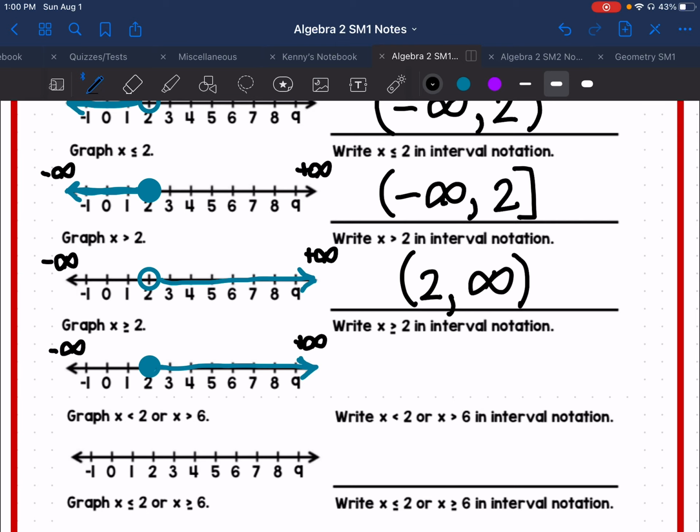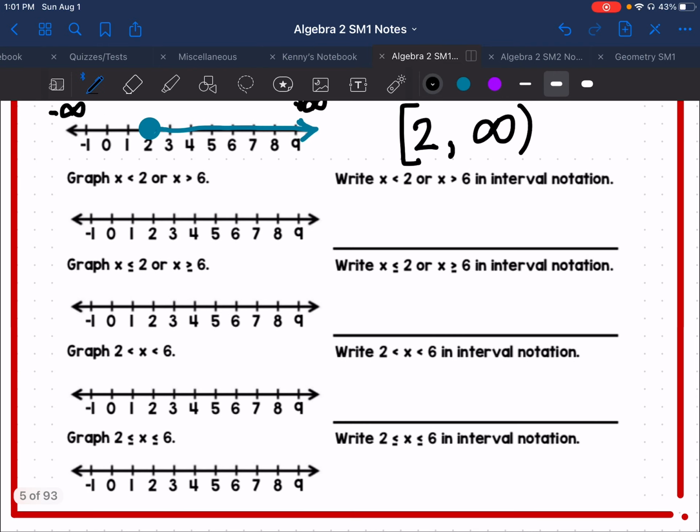When we start to do our interval notation, we start from the left side. The left side is always the negative infinity. So the first thing I see is 2. It is shaded, so I'm going to put the bracket, comma, and then as I read towards the right, the last thing I see is positive infinity, which always gets a parenthesis. Always, always, always.